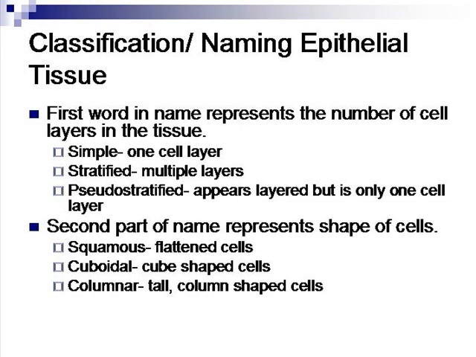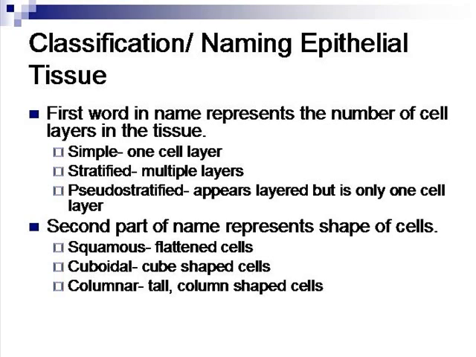Epithelial tissue is classified and named based on two characteristics. The first word in the name will represent the number of cell layers in the tissue. If you see the word simple, it represents one cell layer thick. Stratified means that it has multiple cell layers. Pseudostratified is a type of epithelial tissue that appears layered, but it is actually only one cell layer thick.